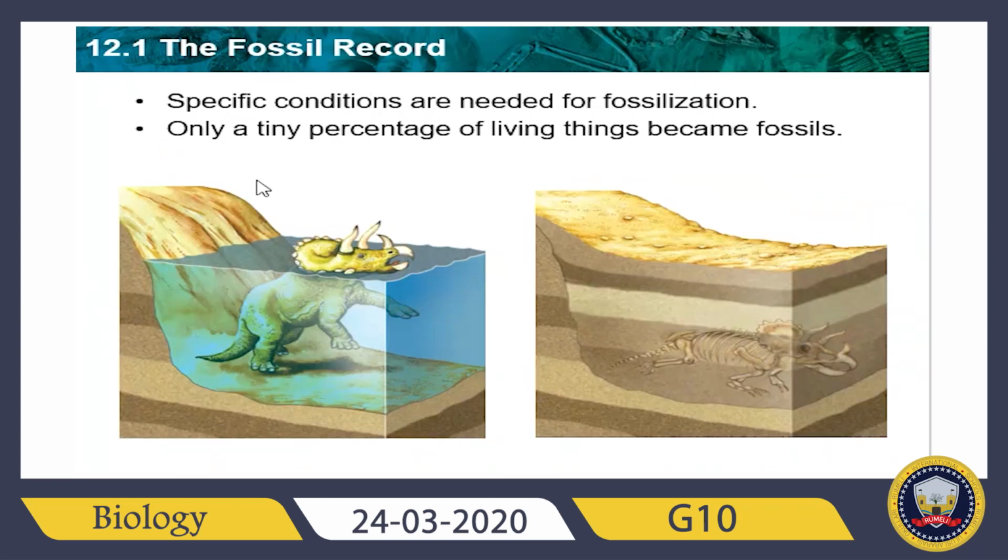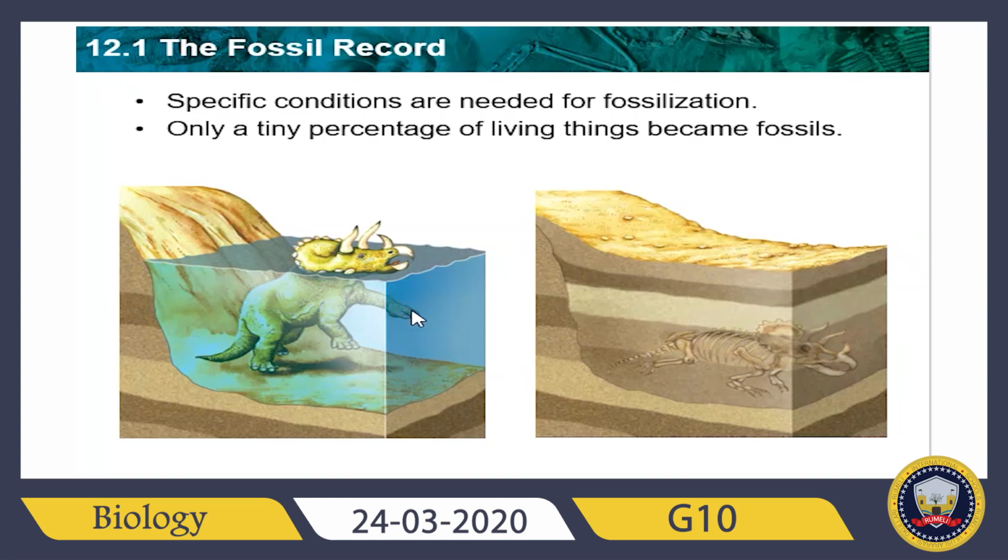So guys, here let us discuss a little about the process of mineralization. As you can see here, guys, specific conditions are needed for fossilization, and because of that, only a tiny percentage of living things become fossils. Okay, so for example, for mineralization to occur, it requires what? It requires rapid burial in an area with water and continuous sedimentation, as you can see here.